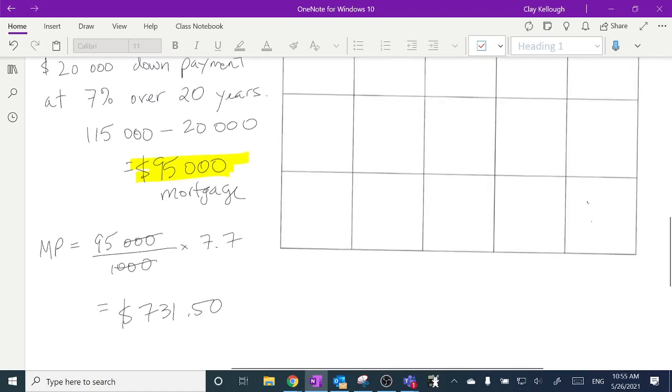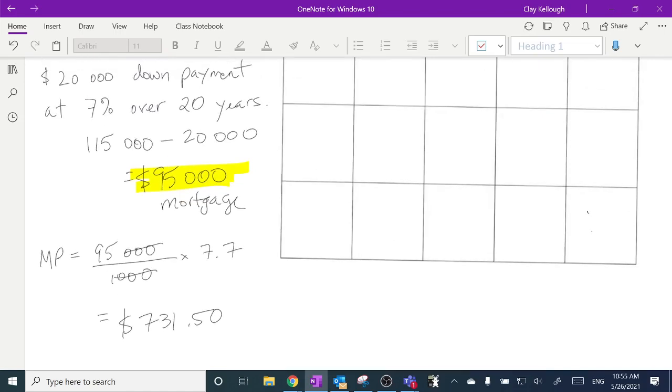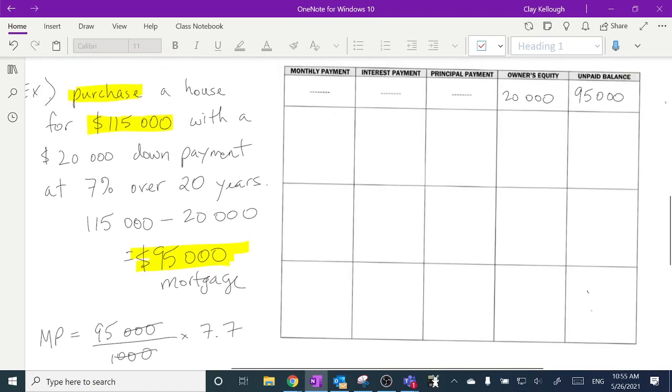Now, where does that go in the chart? It goes in all of these boxes, right? Because that's how much you pay every month. That would only change if you had to go in after 5 years and renew and renegotiate your mortgage. It certainly doesn't change in the first 3 months. Okay?